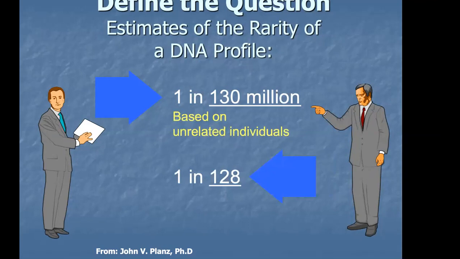Yeah, the top number is based on unrelated individuals. The lower one is based on brothers. So you can see why it's critical to include the term unrelated individuals.